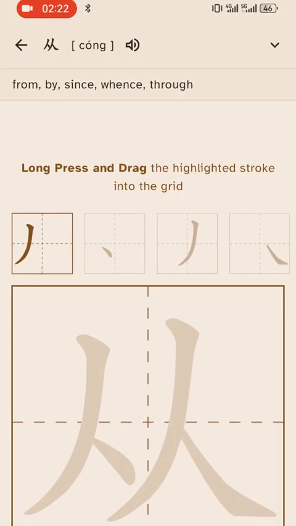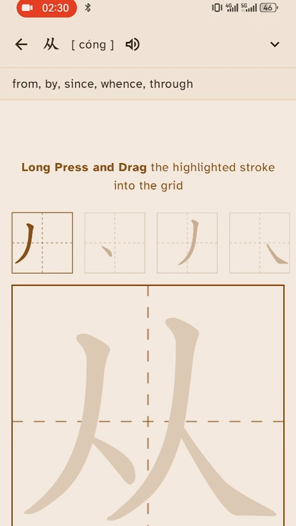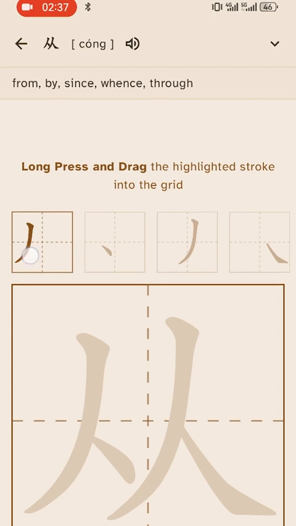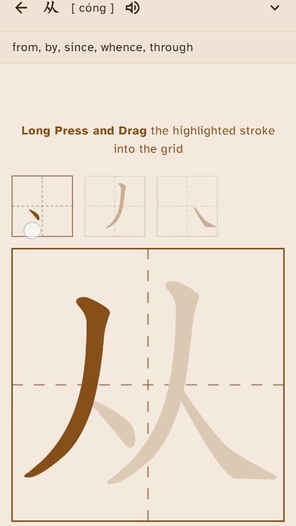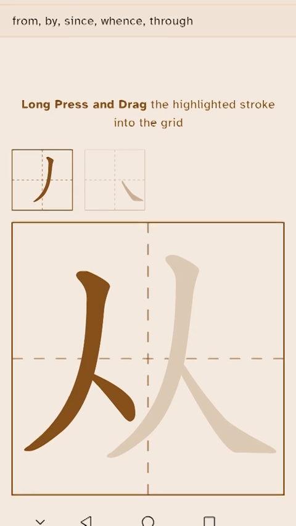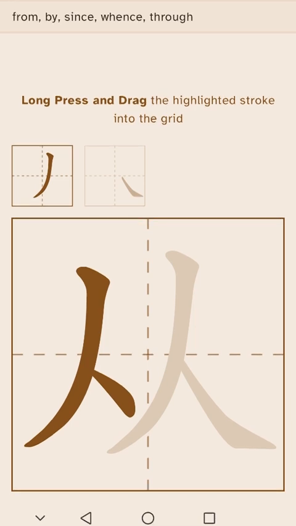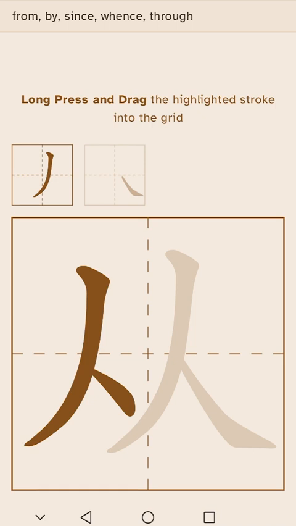The next stroke is similar to the previous one. It is pronounced as 从. Its English meaning is from, by, since, and so on. Now, drag the first stroke into the grid. Drag the second stroke into the grid. You can see the first two strokes is very similar to what we have learned. Actually, these two strokes is very similar to the previous character, 人. And it also has a left-right structure.